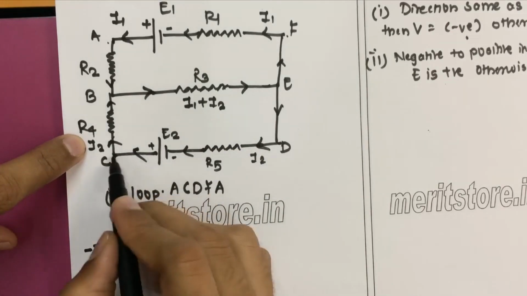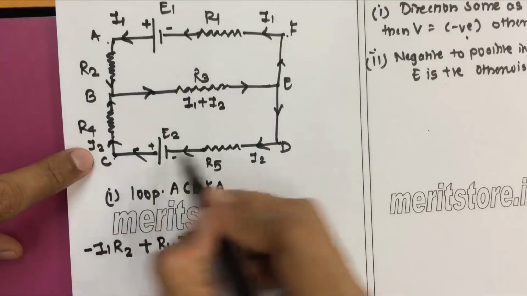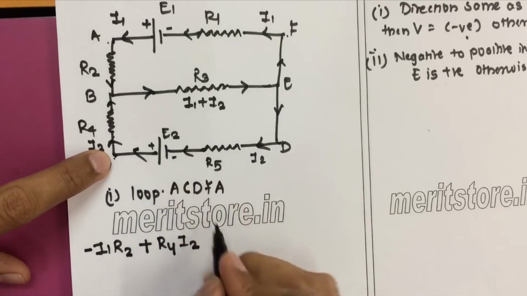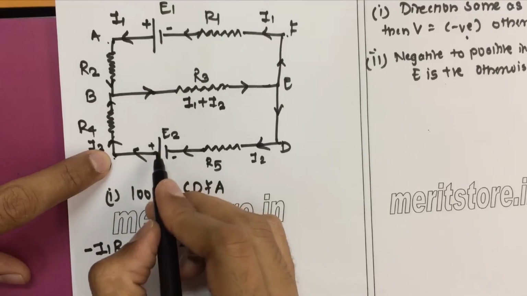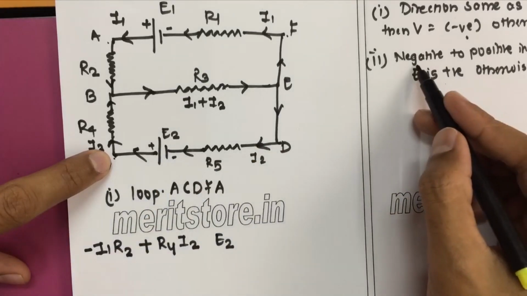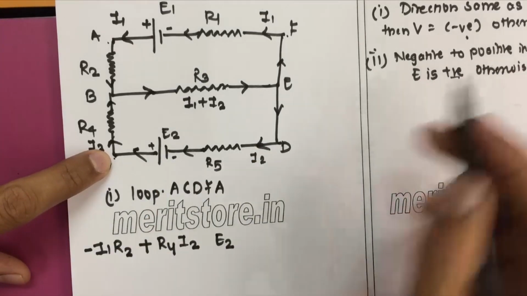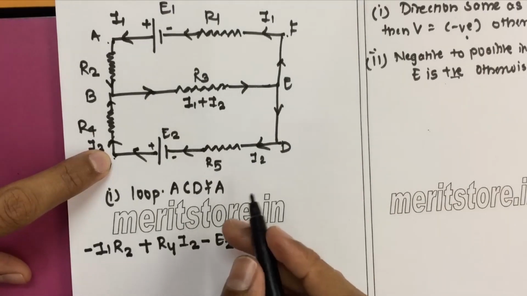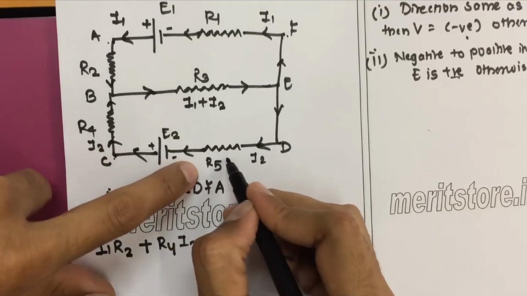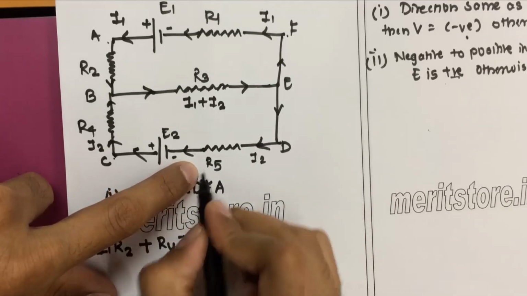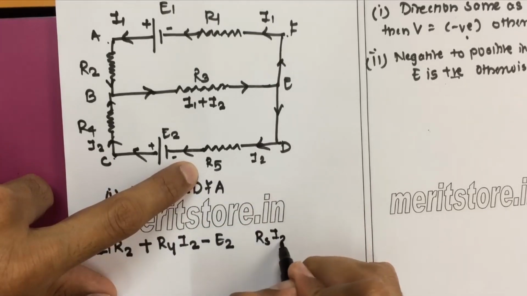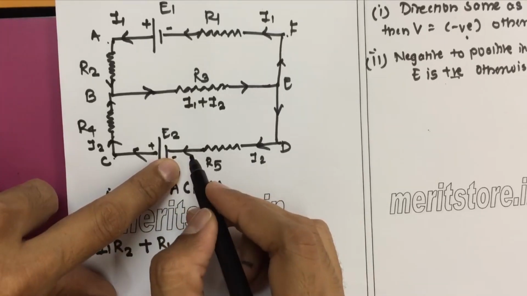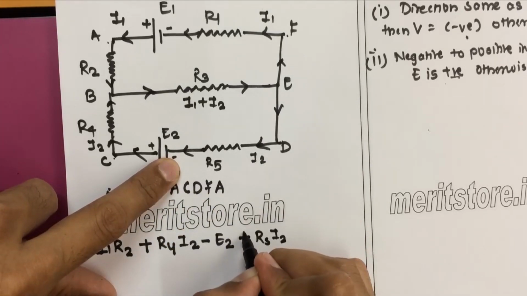Okay, next we move forward. Now we are moving from C to D, and we get E2. Now in E2 we are going from positive to negative, so it is the other way around, and it will become negative. Okay, again we move forward, we get R5, the resistance with the current I2. Again we are moving in the opposite direction to where the current wants to go, so this will again become positive.